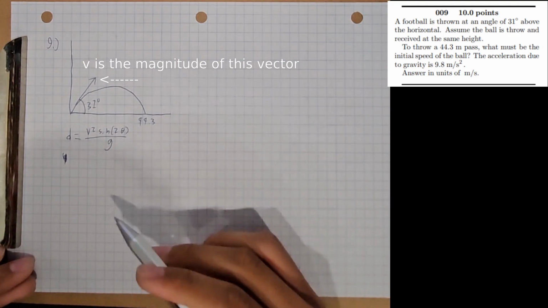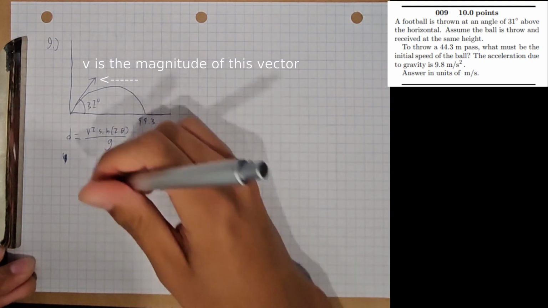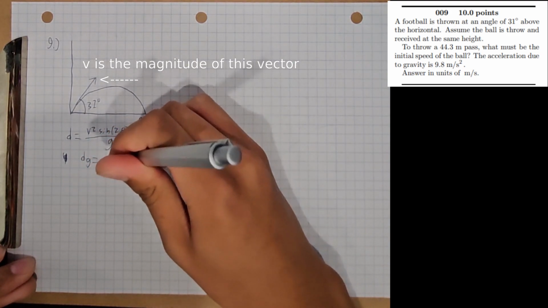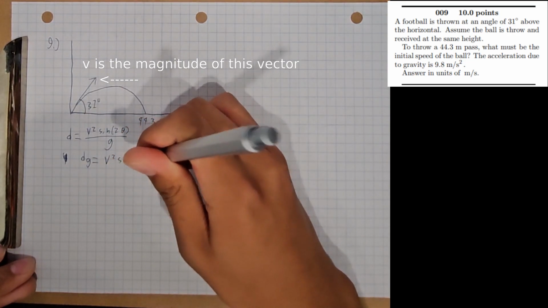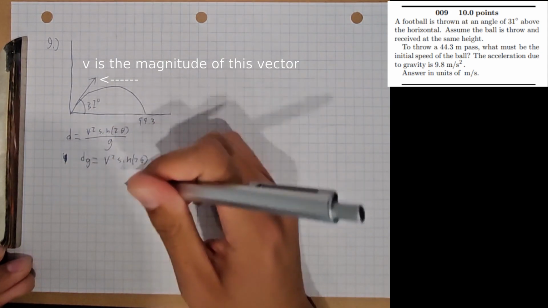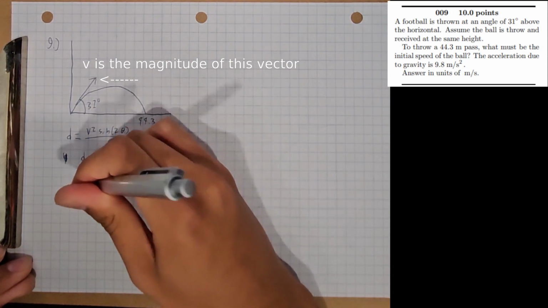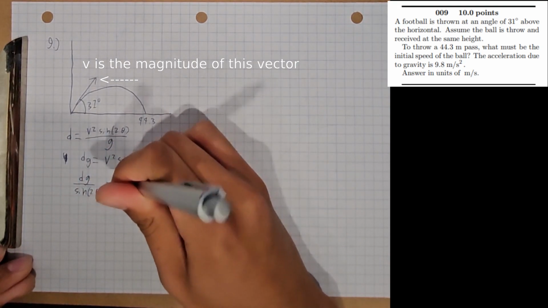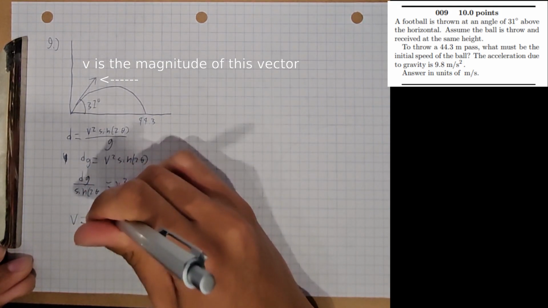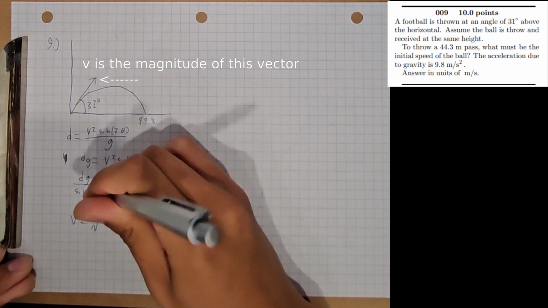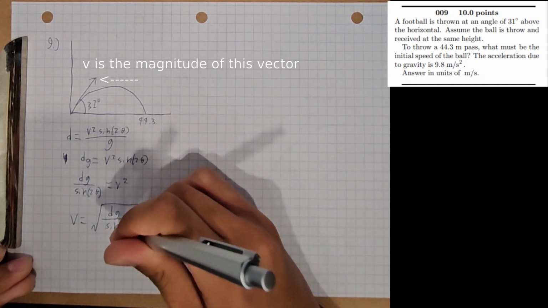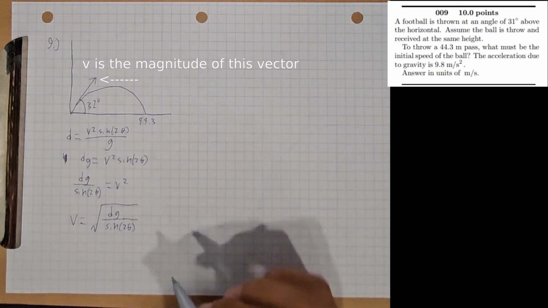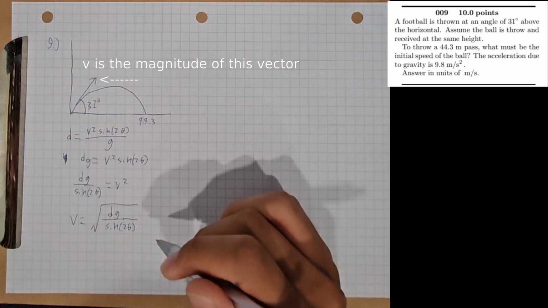In this particular case, we're solving for v. So what we're going to do is say that dg is equal to v squared sine 2 theta, and then divide everything by sine of 2 theta, so dg over sine 2 theta equals v squared, and then v is going to equal the square root of dg over sine of 2 theta, like that.